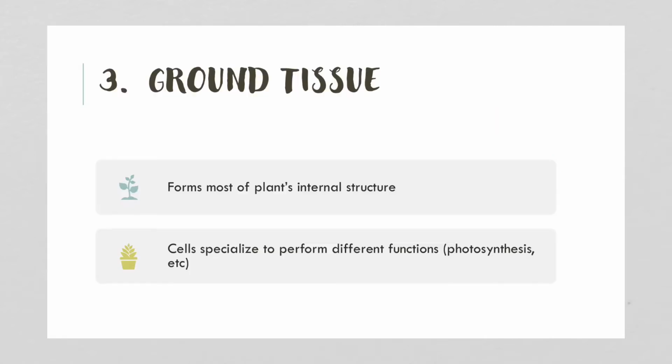The ground tissue makes up most of the plant's internal structure, and there's cells and tissues that specialize to perform different functions. So there's the palisade mesophyll cells that you'll learn more about in grade 11 biology. They're responsible for doing photosynthesis. Some of them might be responsible for storing nutrients and starch, for instance. Each of them have different jobs.